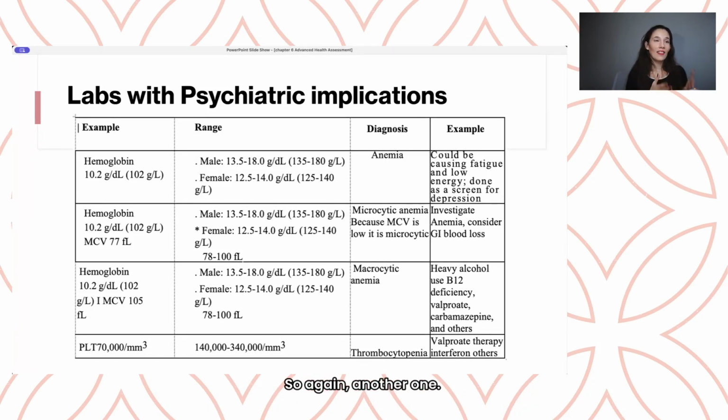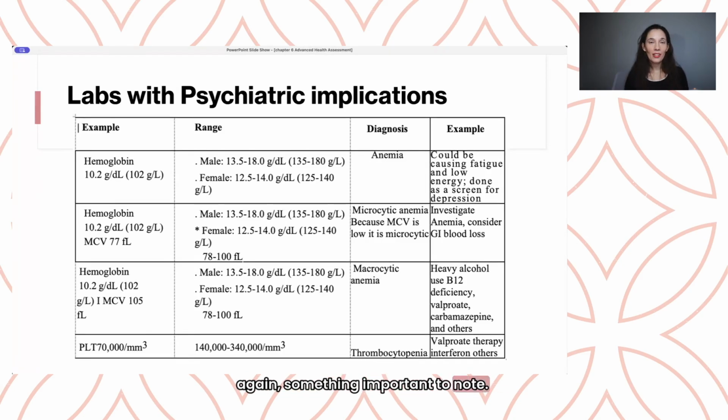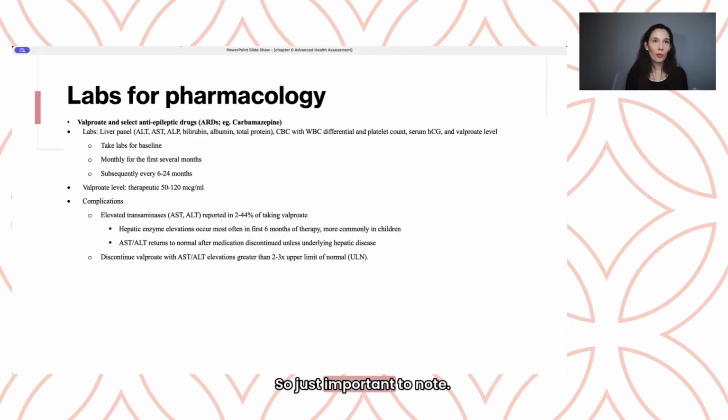So again, another one. Hemoglobin is 10, mean cell volume is 105. They have macrocytic anemia. So this could be due to heavy alcohol use leading to a B12 deficiency or a side effect of some of the medications. Again, something important to note. Platelet of 70,000 could be thrombocytopenia, and it could be due to valproate therapy. So just important to note.